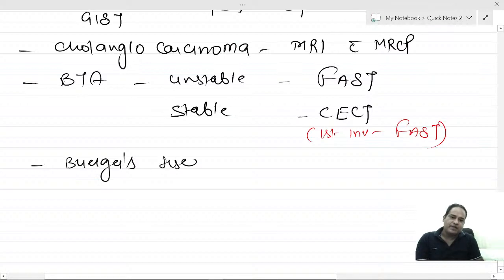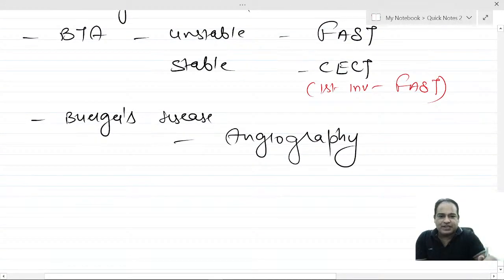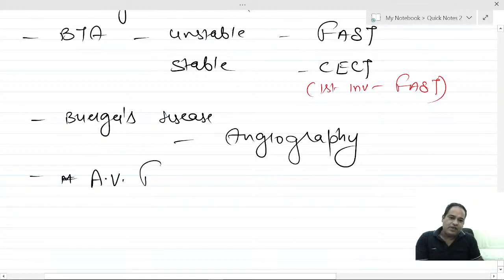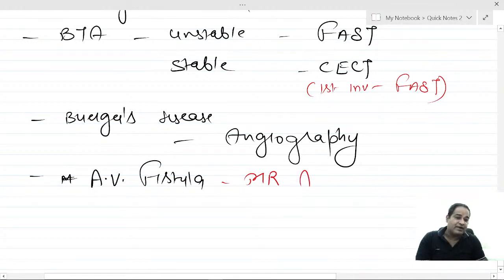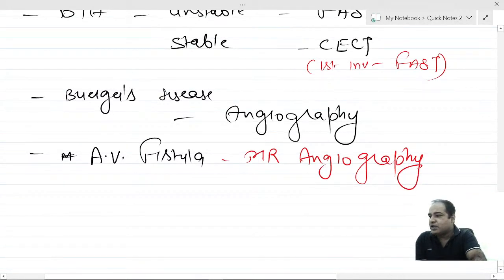For Berger disease, the investigation of choice is angiography. For AV fistula, investigation of choice is MR, magnetic resonance angiography. Fine.